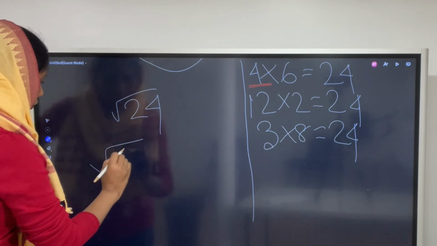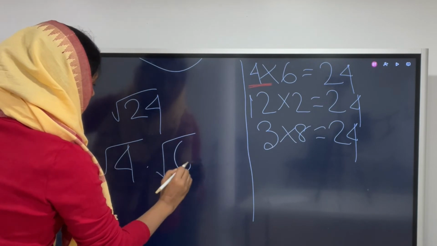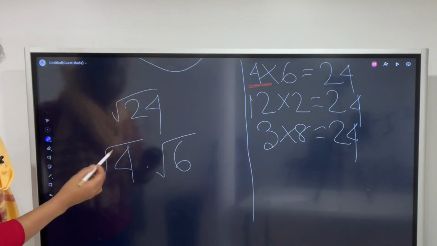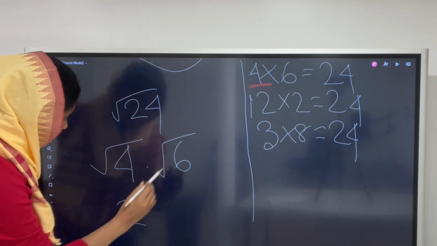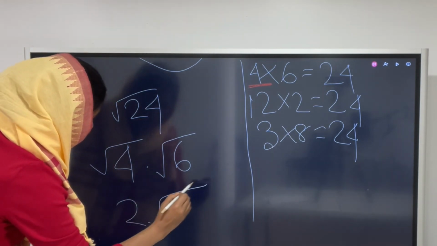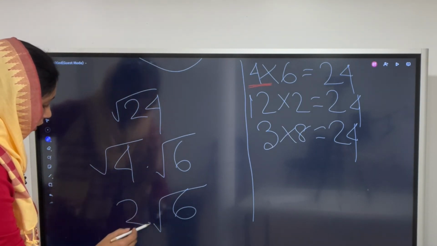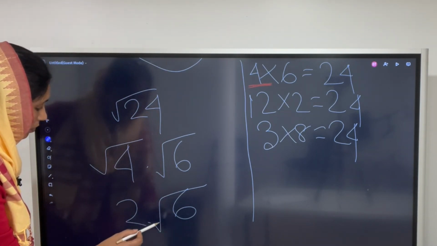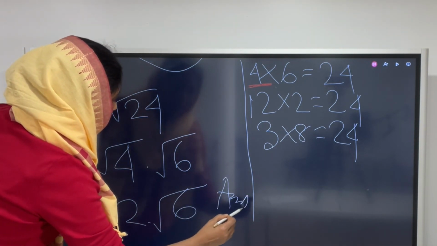Square root of 4 times square root of 6. For square root of 4, we know that our answer is 2. So the result is 2 times square root of 6. This is your answer. That's it for today.